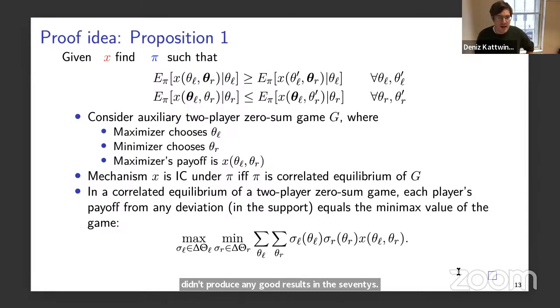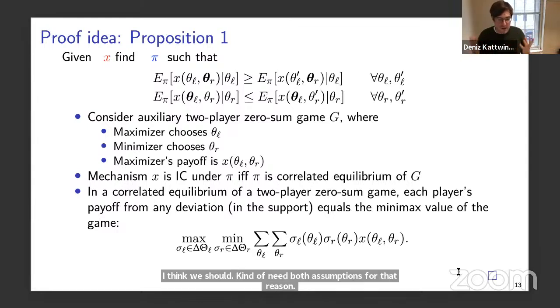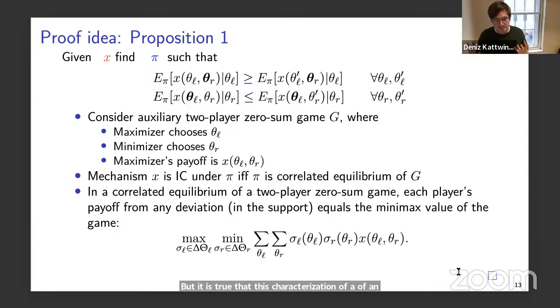But it is true that this characterization of an incentive compatible mechanism as a correlated equilibrium, we were very excited about it, but so far we couldn't use this to get more structure on this problem. So we really need this binary thing to get this clear prescription of what an incentive compatible mechanism is. Thank you.